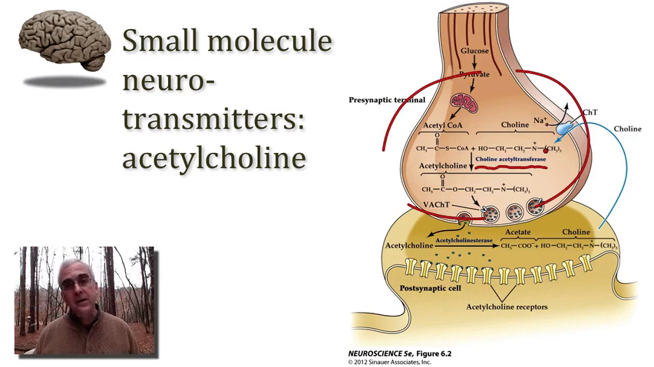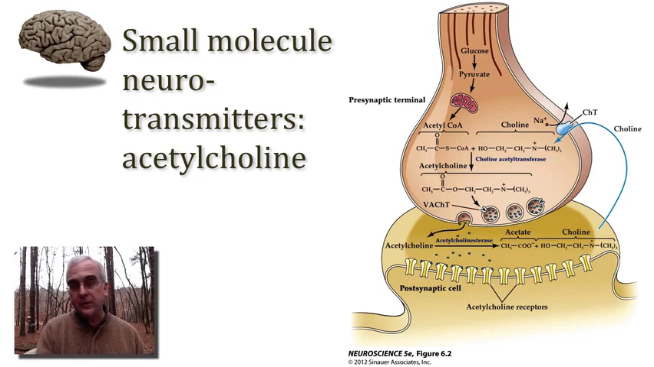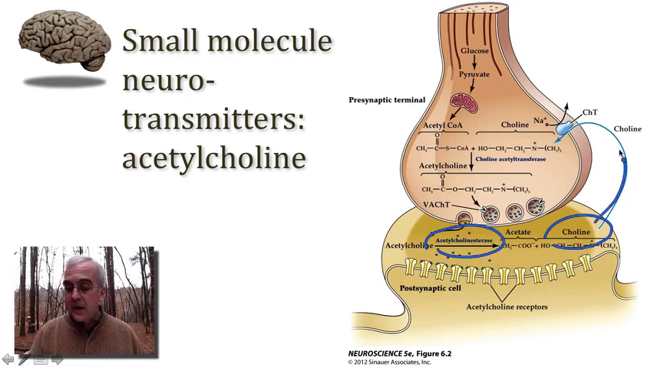Well, acetylcholine is synthesized in the presynaptic terminal, packaged into synaptic vesicles, and then released in a calcium-dependent fashion. When acetylcholine is in the synaptic cleft, it can interact with postsynaptic receptors, which can be either of the ionotropic or metabotropic variety. And once acetylcholine has been released into the synaptic cleft, it can be degraded by an enzyme called acetylcholinesterase. And when that happens, the choline portion of the molecule is taken back up into the presynaptic terminal and recycled.